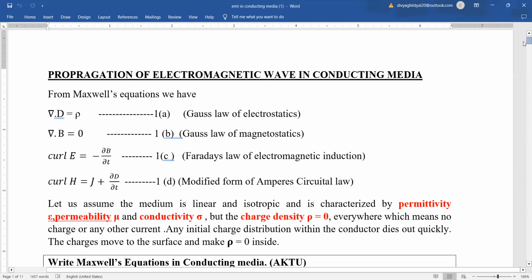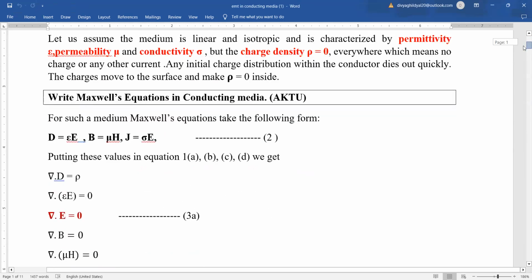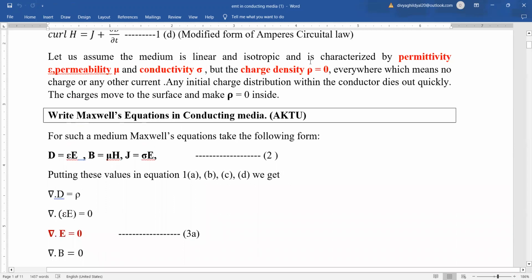Let us begin. Let us assume that the medium is linear, isotropic, and it is characterized by permittivity, permeability, conductivity, and the charge density is rho equal to 0 everywhere. This means that no free charge is there inside. Any initial distribution of charge within the conductor will die out and the charges will remain on the surface.